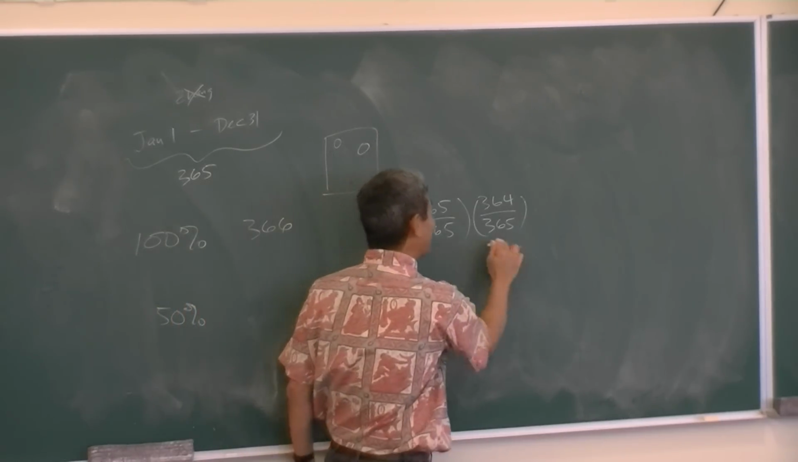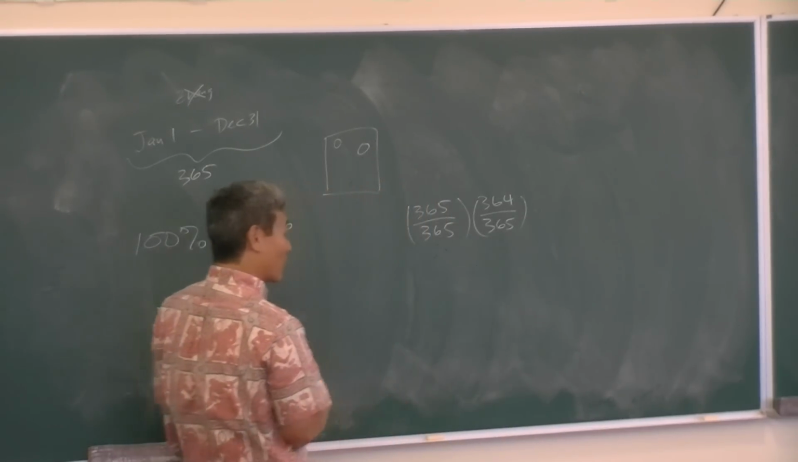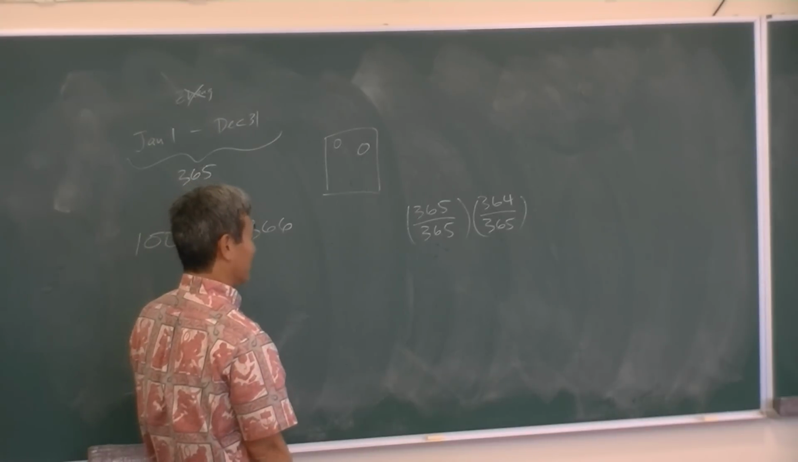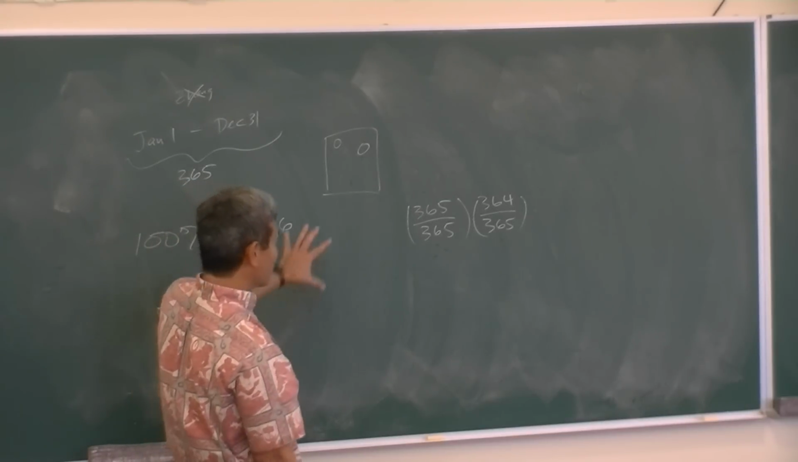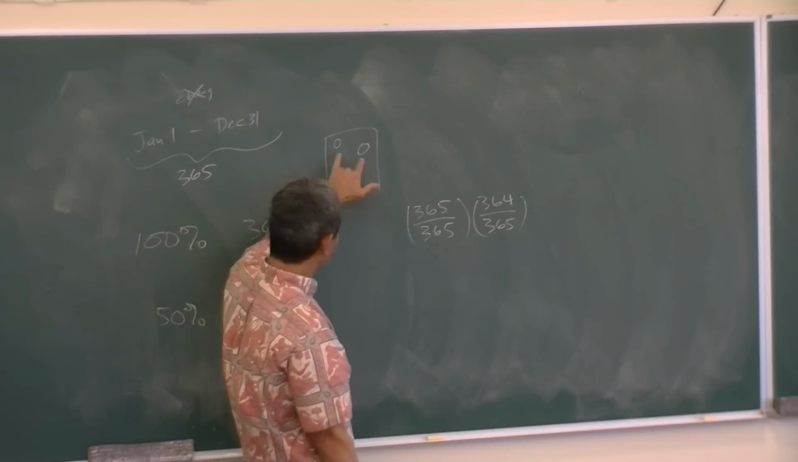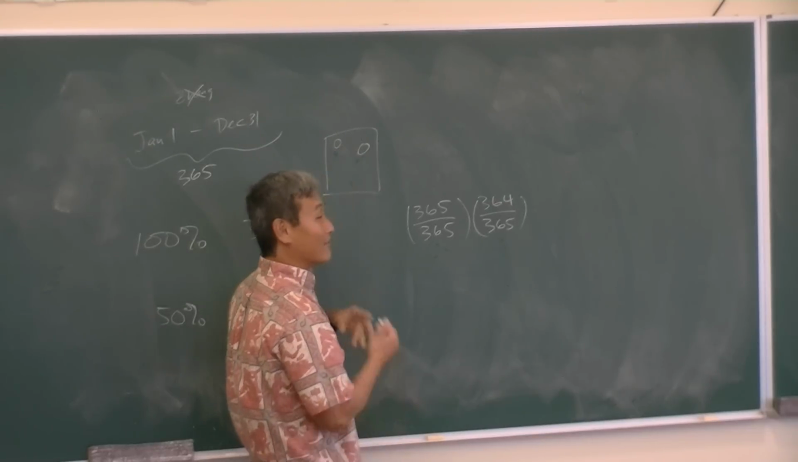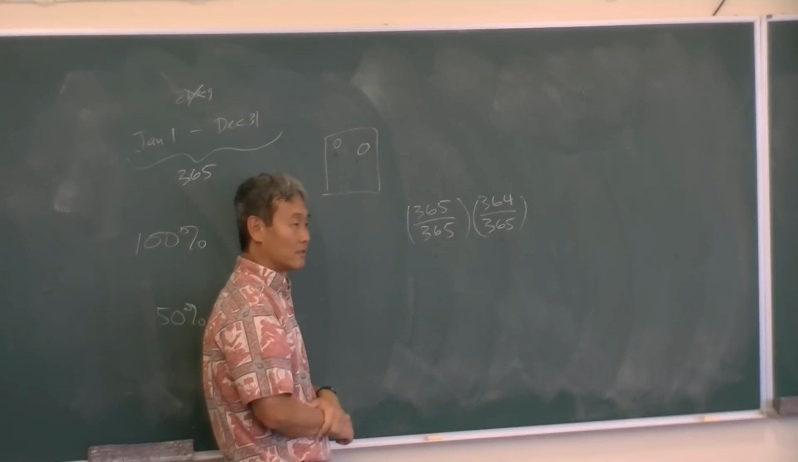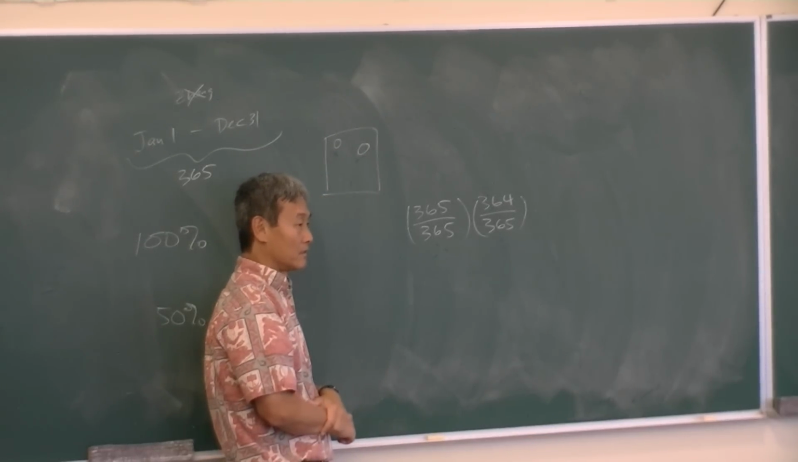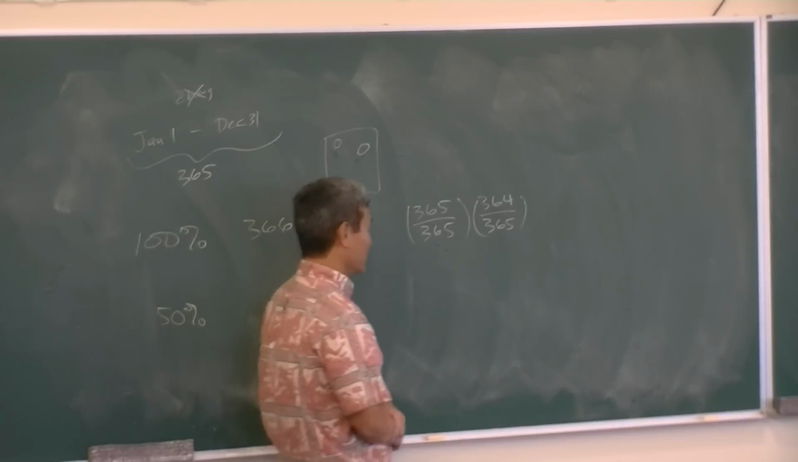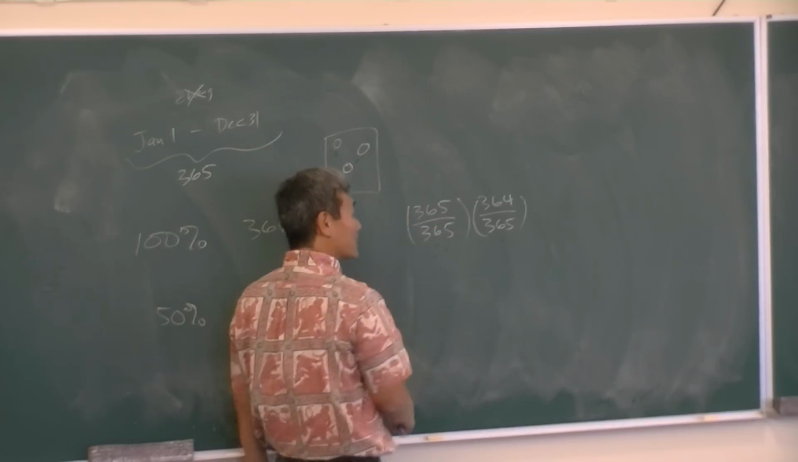Now, if I multiply these two numbers together, what is the meaning of that? It's not the same. This is the probability that these two people have different birthdays. You have to subtract from 1. Okay. Third person comes to the party.